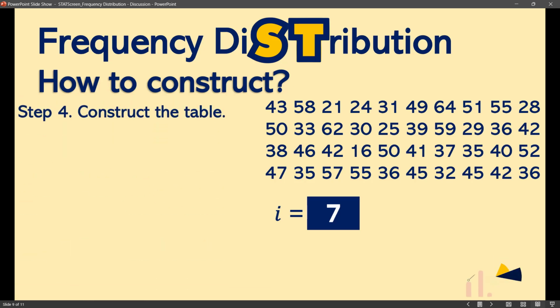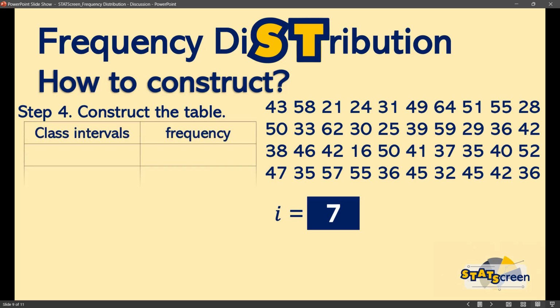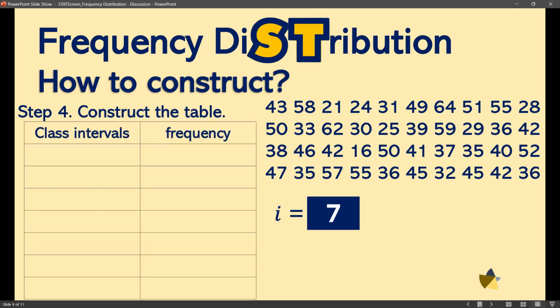Step 4 is now constructing a sample table. Our frequency distribution table, or the simplest form of a frequency distribution, usually consists of 2 columns, the class intervals and frequency. Before we go to frequency, let us determine the correct class intervals. We could start constructing our class intervals using the smallest value of 16. This should be our starting point.